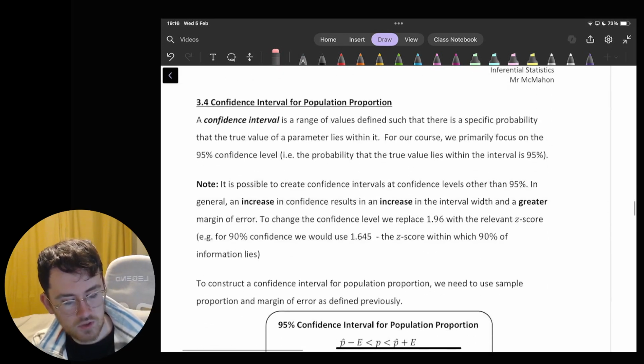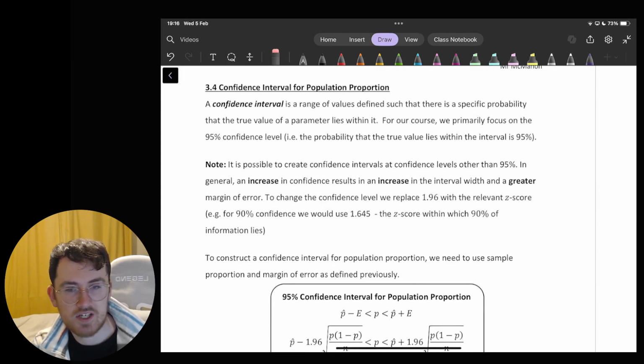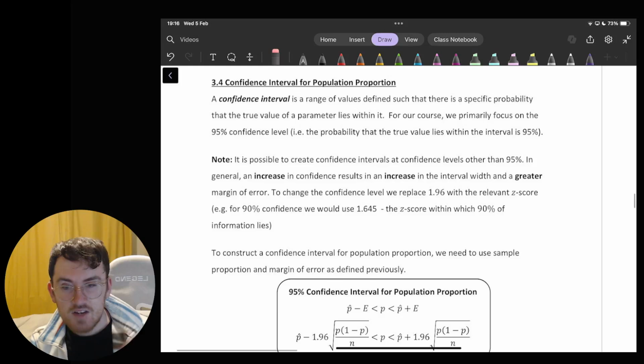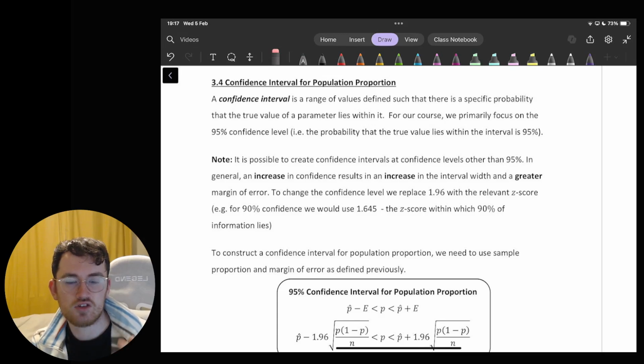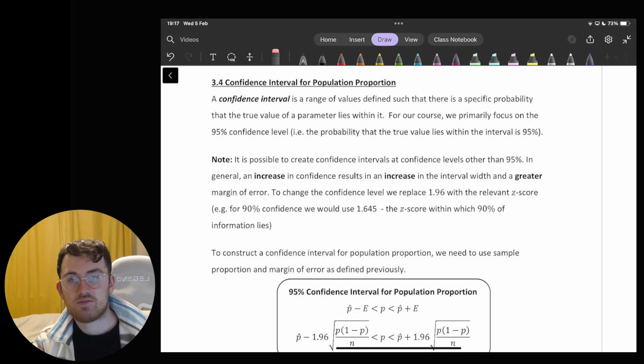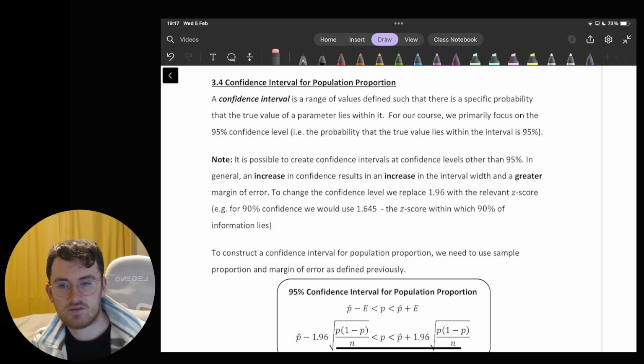Okay, so we're going to continue onwards. We're going to look at confidence intervals for the population proportion. This is what we've been building up to and what we've alluded to the whole way through. A confidence interval is a range of values within which I think the true value of the parameter is going to be, and by parameter, I mean that population proportion p. We are going to look at 95% confidence, that's what we need to look at for our course. And that means that the probability that the true value is within our interval is 95%. And as we've said, there's that 5% chance that it's outside the range.